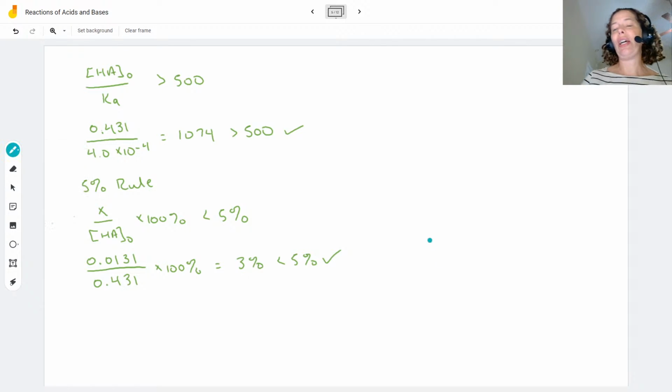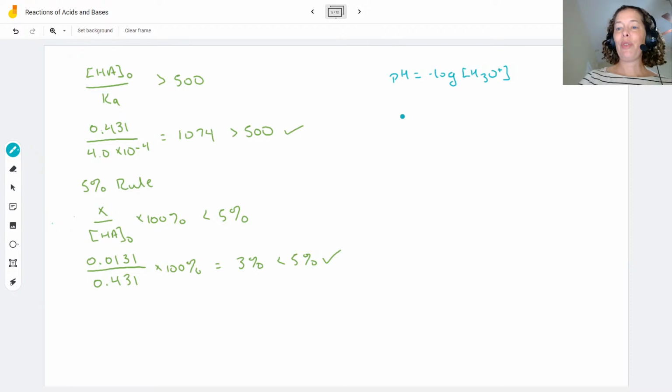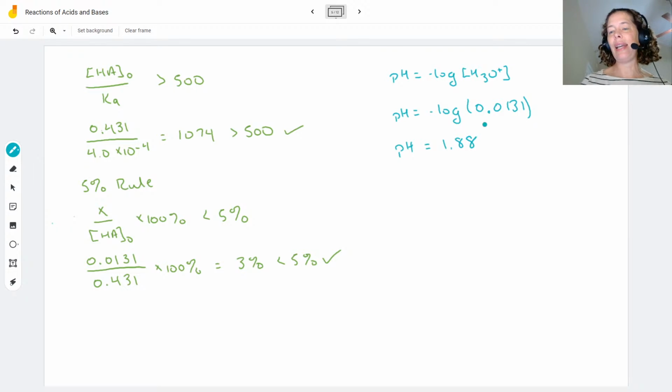Speaking of which, let's actually calculate what our pH is. Remember, we're looking for our concentration of hydronium, which we just found because it is X. So this is really easy. Our pH is just negative log of 0.0131, which gives us a pH of 1.88.